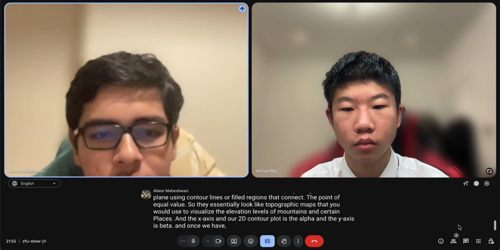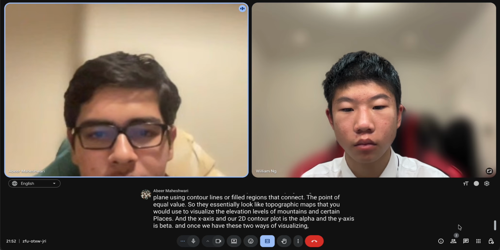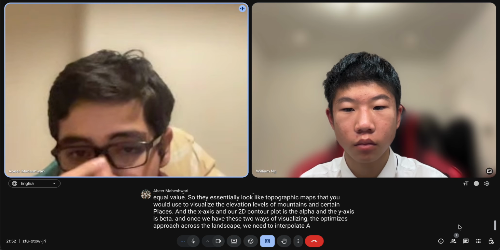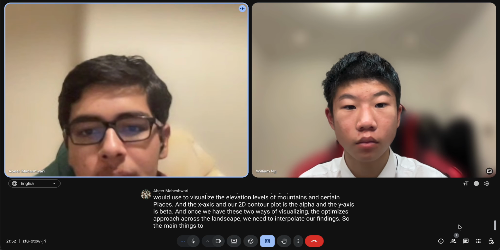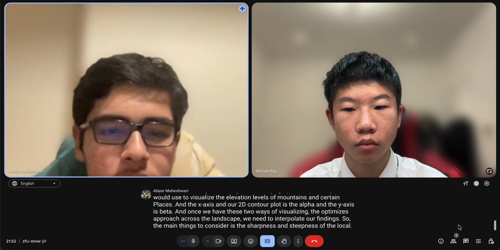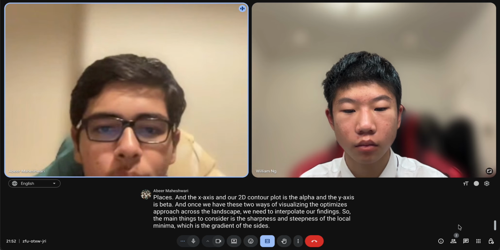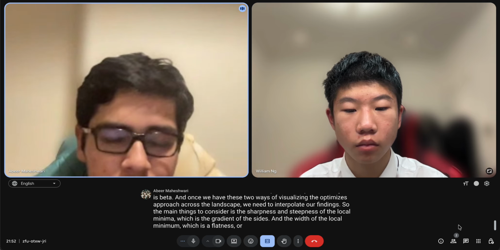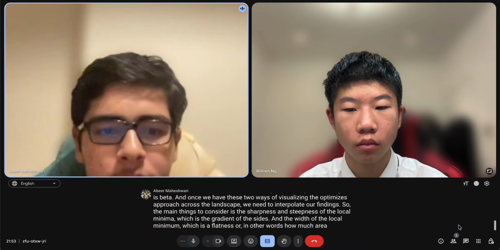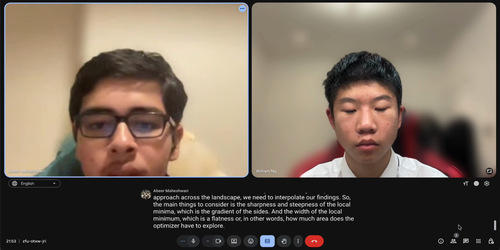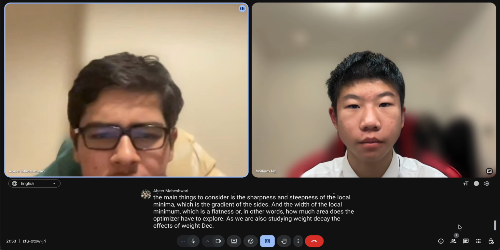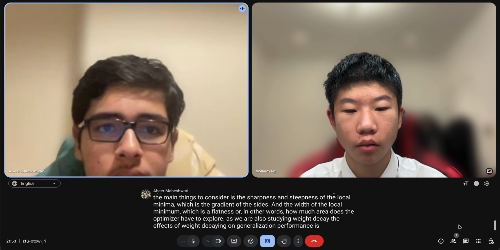And once we have these two ways of visualizing the optimizer's approach across a landscape, we need to interpolate our findings. So the main things to consider are the sharpness and steepness of the local minima, which is the gradient of the sides, and the width of the local minima, which is the flatness. Or in other words, how much area does the optimizer have to explore? As we are also studying weight decay, the effect of weight decay on generalization performance is an important factor as well.